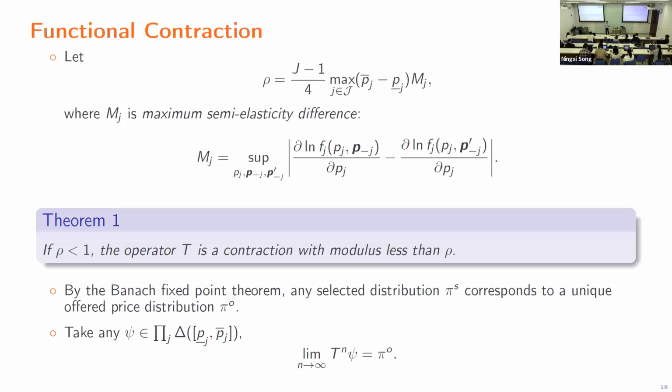But in that simplified example, the selection function f would be a constant. The fj would equal 10%. It doesn't care about the price. Then if you plug in that constant here, the partial log f over partial p would be 0. This would also be 0, this would be 0, this would be 0. So the modulus would be 0, which means you get a super contraction. That's in one step you recover the offer price distribution.